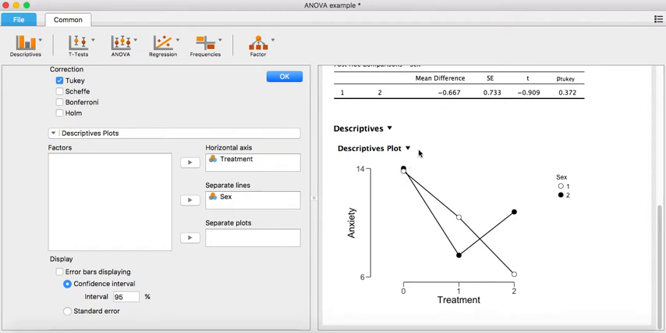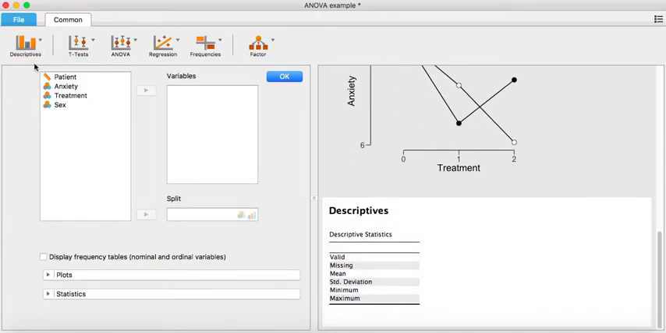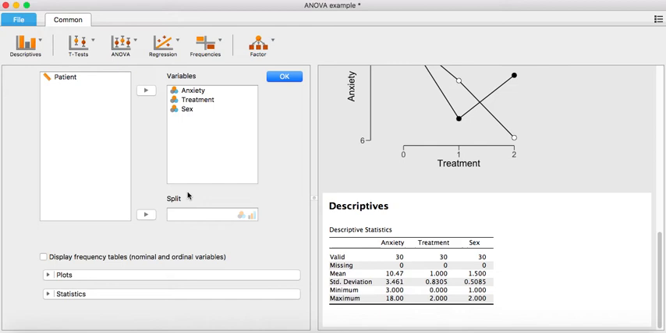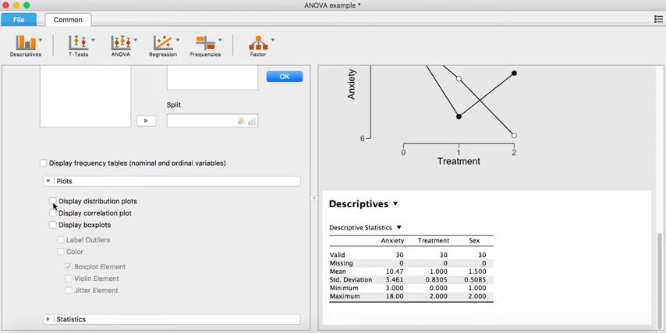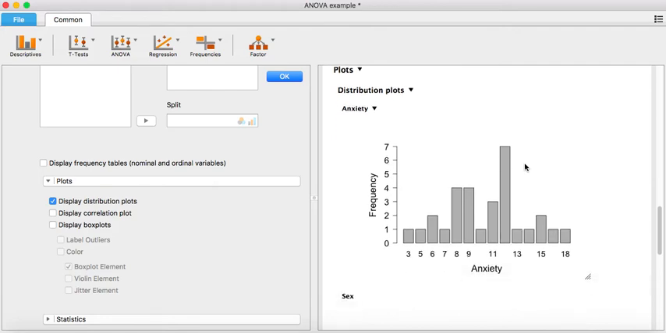Now, you may also be asked to generate the descriptive statistics for the data and plot histograms. So let's look at how to do that. So we want to go to descriptive statistics, and we want to move all our variables, again, we're ignoring patient, to the variables box. We are not putting anything into split, okay? Now let's go to plots, and we're going to check the box, display distribution plots. And now we have our descriptive statistics, which shows our mean and standard deviations for each of these variables, as well as our histograms.